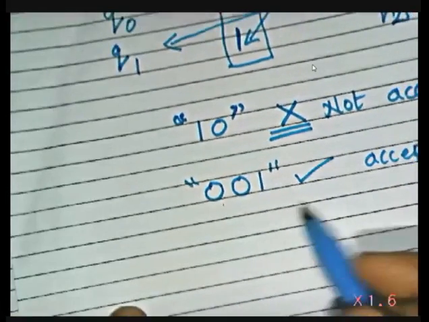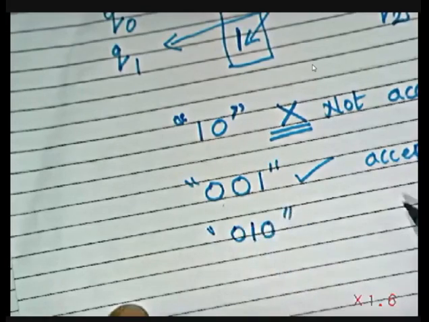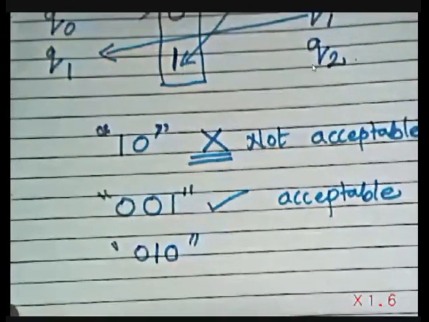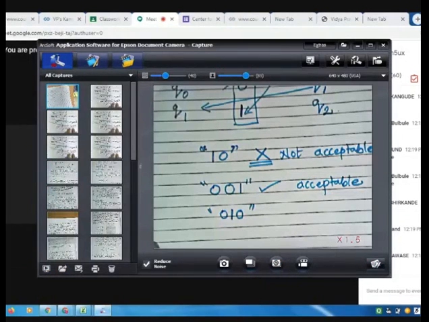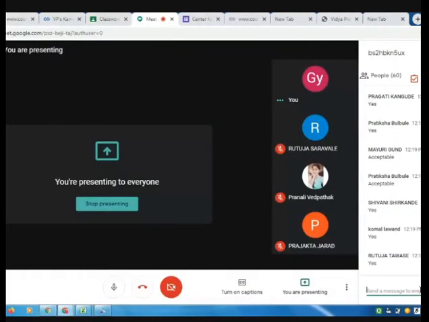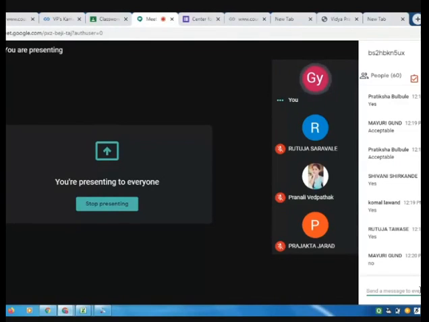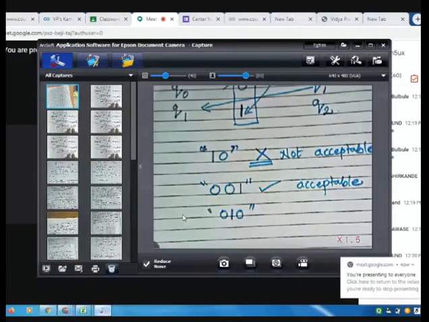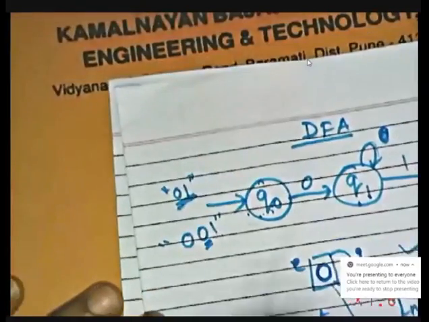Now my next question is whether 0, 1, 0 is acceptable? Is it acceptable? No. What about others? Is it clear why it is no? Okay, so I'll explain why it is not acceptable. So the reason is, now when I am giving input as what?